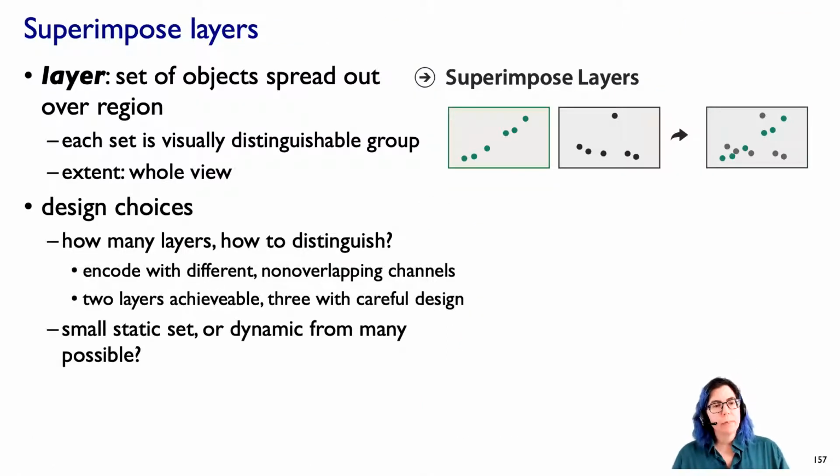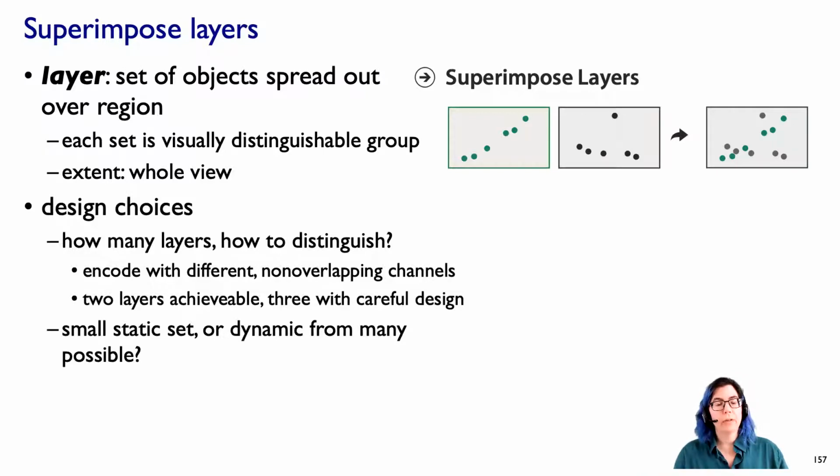Finally, let's move on to talk about superimposing layers. And by layer, I just mean some set of objects that's spread out over a region that's basically the whole view. And you want somehow to have visually distinguishable groups. And so the big question is, well, how do we do that? In the design choices, there's how many layers can we get away with? How can we visually distinguish them?